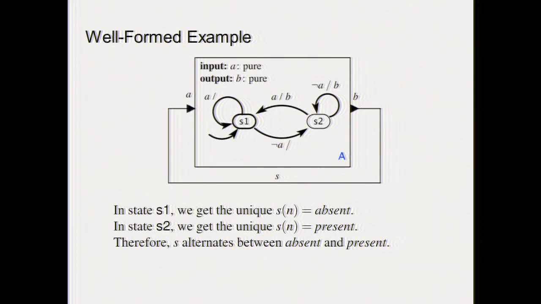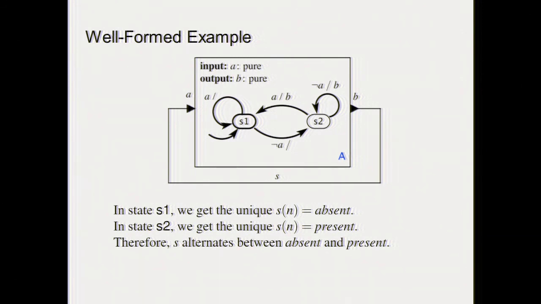Yes? Say it again. Not necessarily. Yeah, well, you can assume also that it can stutter, right? There's no issue there. So anyway, hence S alternates between absent and present. So B, the output, is absent, then it becomes present, then it becomes absent, then it becomes present. The fixed point is a waveform with absent, present, absent, present, absent, present. And it's consistent, right? Because it's not oscillating at the same reaction index.